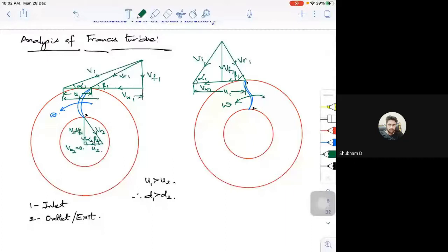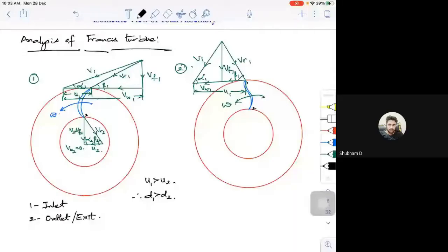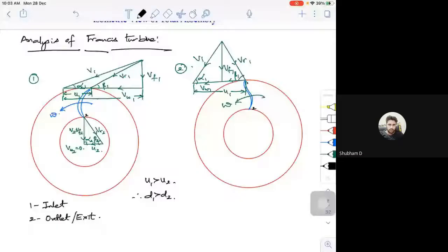If I call this the first case, this is the second case. In your Francis turbine, VW clearly shows the amount of whirl velocity, or the torque. If I write the equation, it is VW1 minus VW2 into U, or VW1 into U1 minus VW2 into U2. Looking at that specific work, your Euler equation, the one on the left hand side will be able to develop more work.